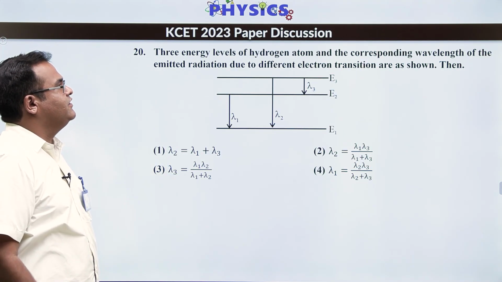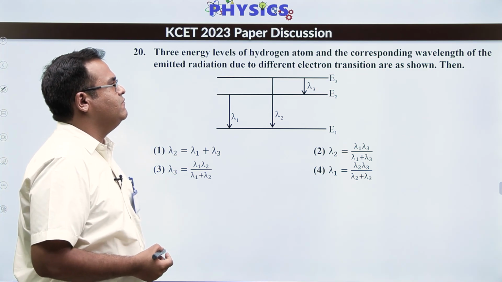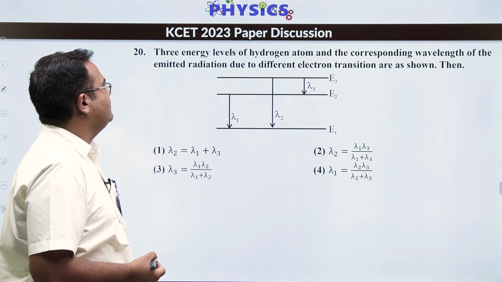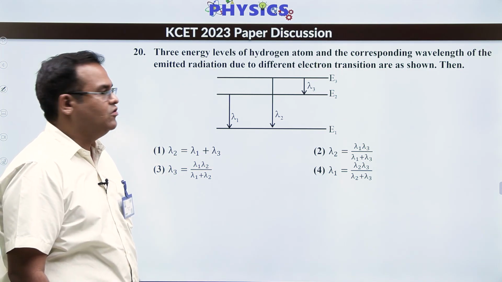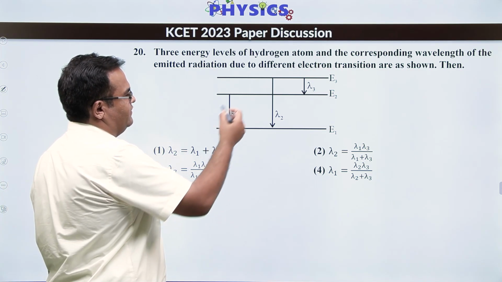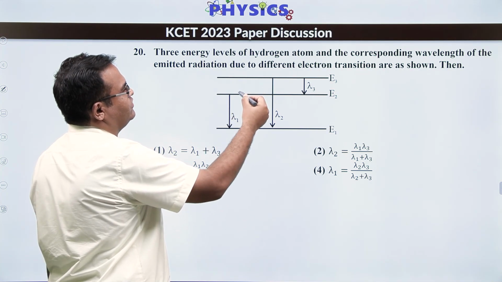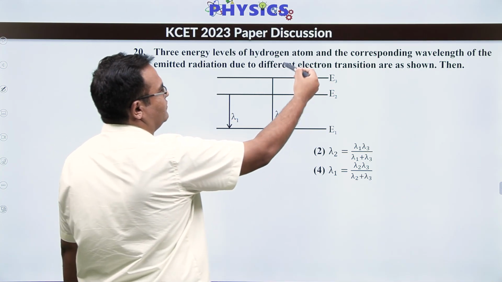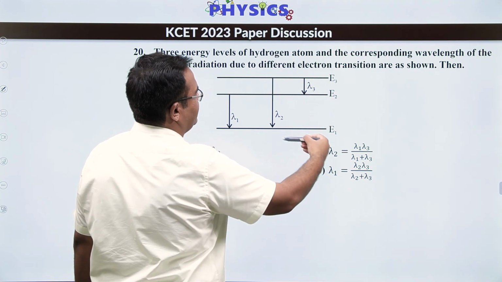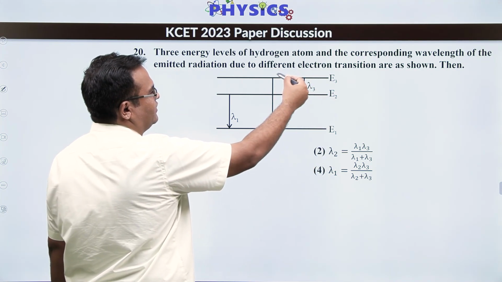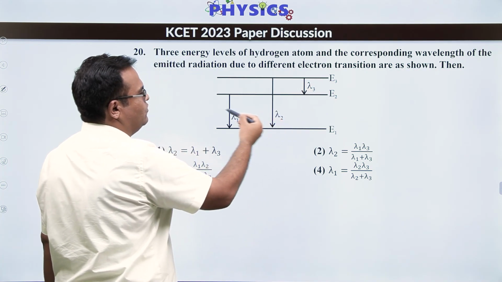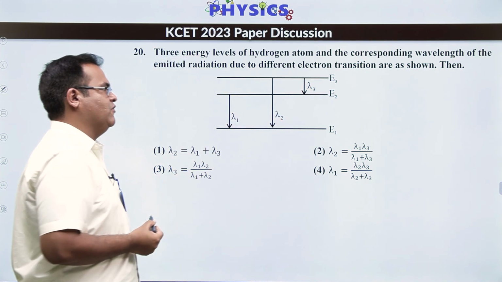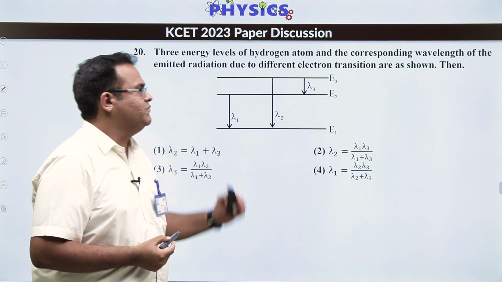So let's move to the next one, question number 20. It says that 3 energy levels of hydrogen atom and the corresponding wavelength of the emitted radiation due to different electron transitions are as shown. As electron transits from n equal to 3 to n equal to 2 and n equal to 1, if it goes from 3 to 2, it emits lambda 3, if it goes from 3 to 1, lambda 2, and 2 to 1, it emits lambda 1. They are asking what is the relation between them.